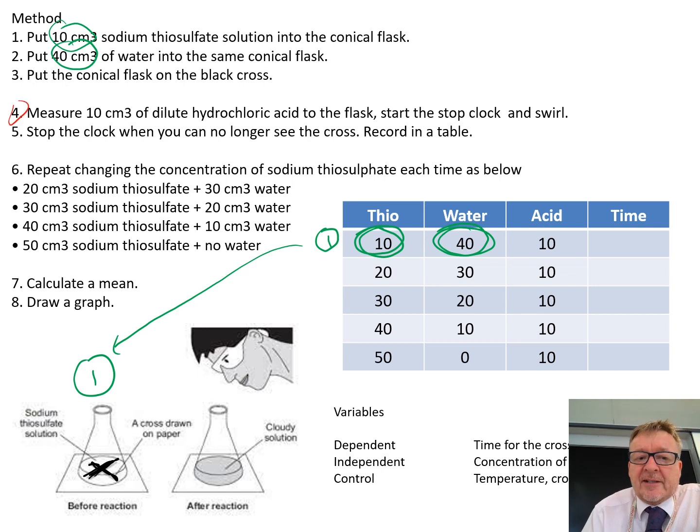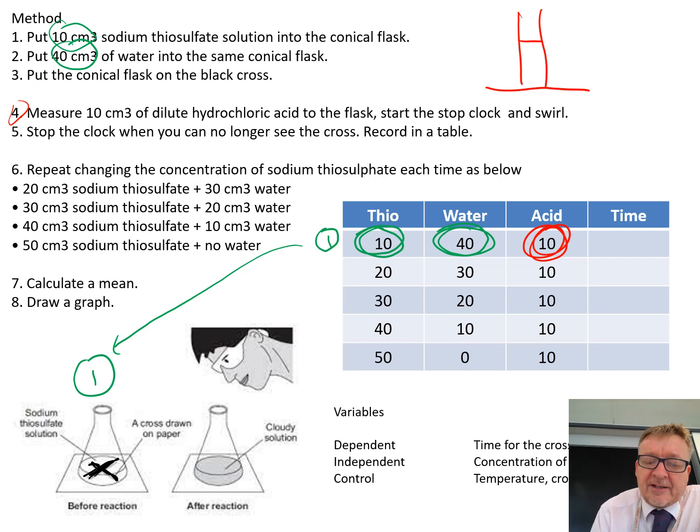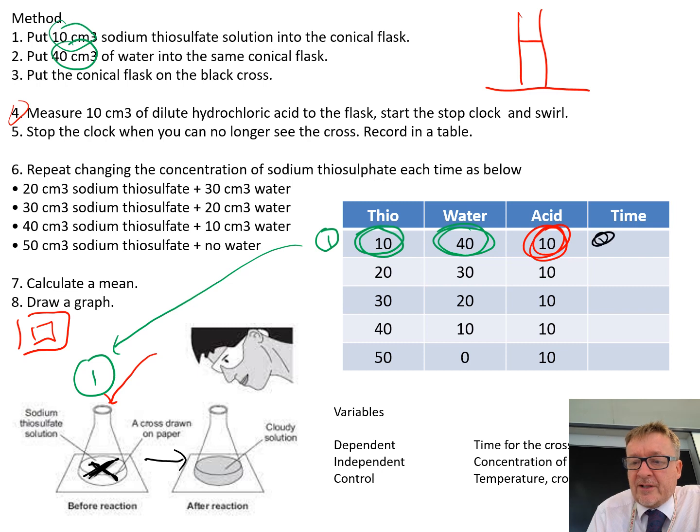Number four is get 10 centimetres cubed of dilute hydrochloric acid. Put it into a measuring cylinder, and you've got 10 centimetres cubed. Then you pour that acid into the top of the conical flask and start your stop clock immediately. Give it a swirl just to make sure that it's working. Stop the clock when you can no longer see the cross. So when that black cross has disappeared, you stop. Then you write your time in seconds into that box there. Then wash everything out, and then you start again.